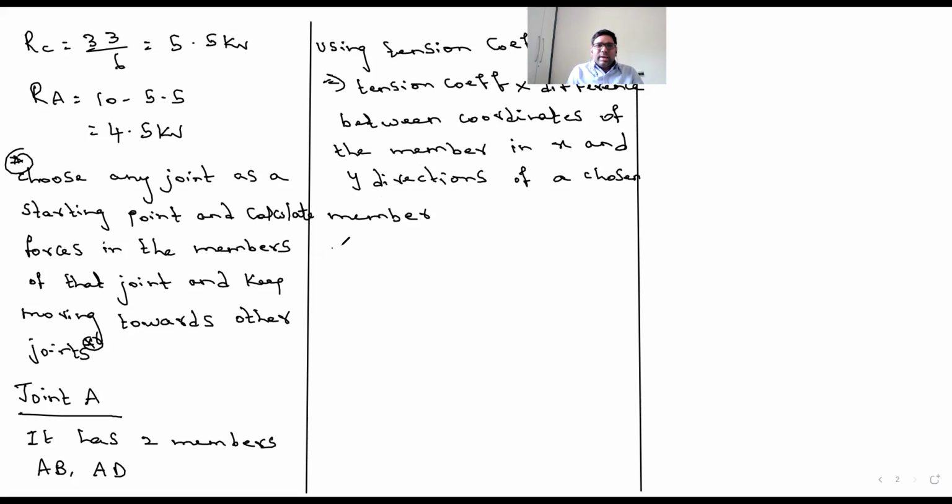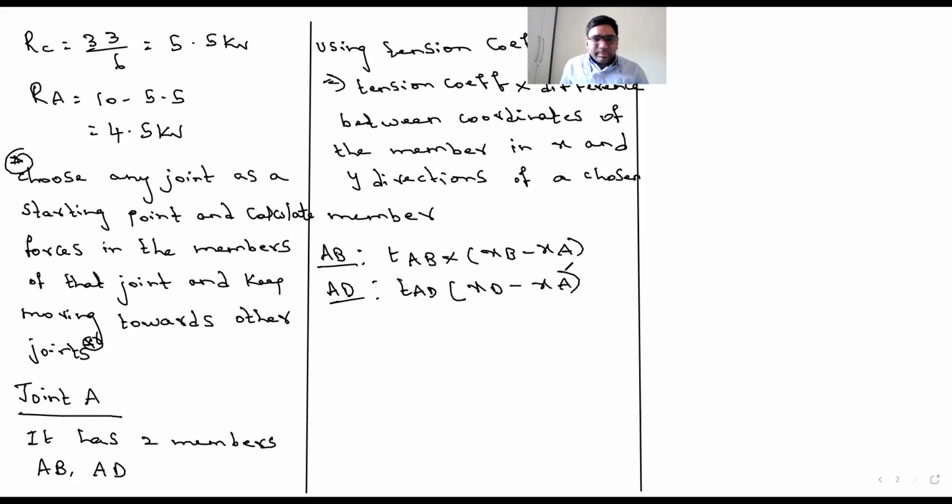So now let us take AB. Let me write continuously first. For one step, I will write individually. Next, I will continue. So for AB, TAB into XB minus XA, in both x and y directions. First we will take x, then we will take y. And for AD, TAD into XD minus XA.